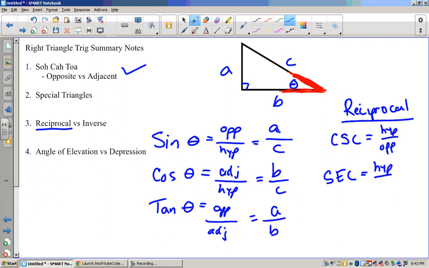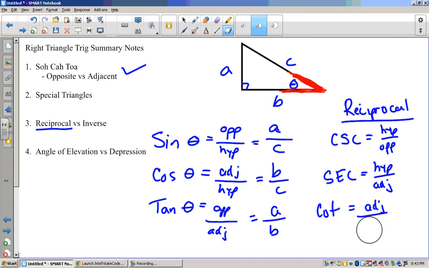This will be a hypotenuse over your adjacent. And then tangent is something called cotangent, or just COT. That will be your adjacent over your opposite. Okay, so reciprocal just means flipped. We're not changing anything. We're just flipping the fraction we have. And those are pretty easy to find.